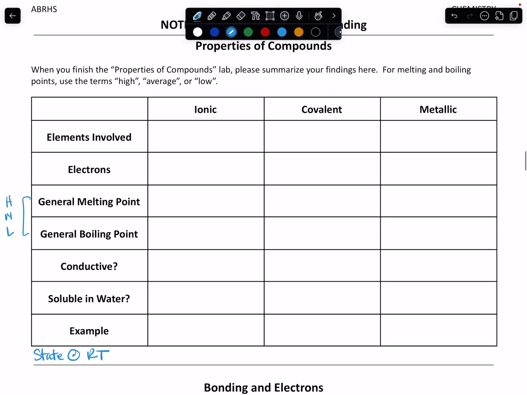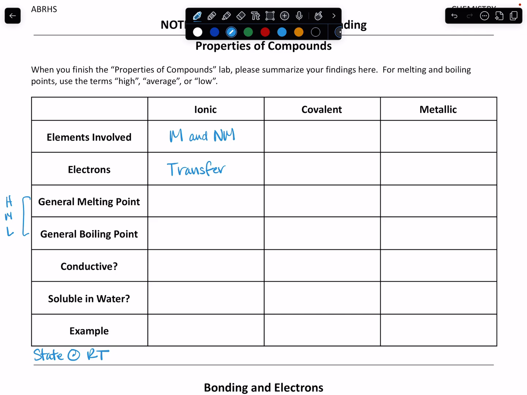So we're going to start with ionic. The elements involved are metals and nonmetals. Now as you work through the lab, you hopefully will come up with these same answers, but we're going to fill them in anyway. Now, electrons, you're not going to get that from the lab. You just need to know that they transfer their electrons.